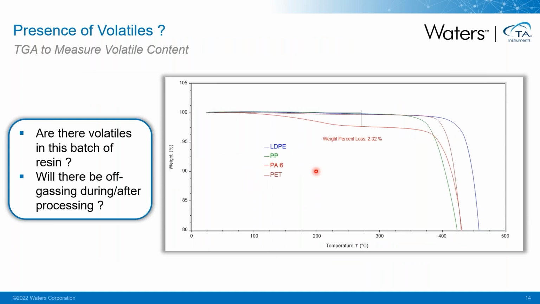TGA also allows us to check the presence of volatiles and to measure the amount of volatiles in the material. As you can see here, the majority of the studied polymers are showing no or almost zero volatile release. But nylon 6 is showing quite a lot of volatile loss. There's about 2.3% of volatiles in this particular sample. This is important information to check if there will be off gases during or after processing.